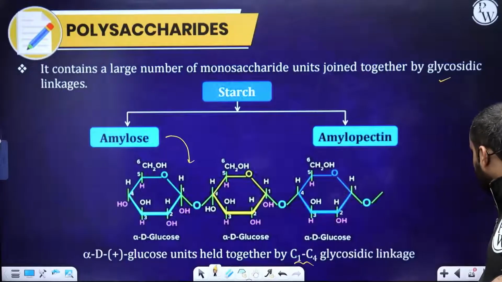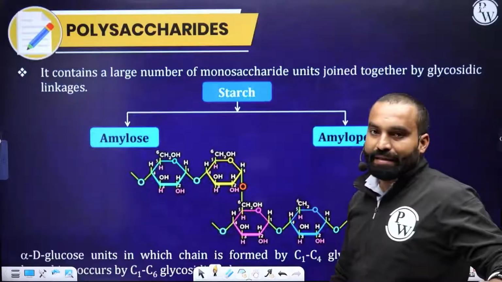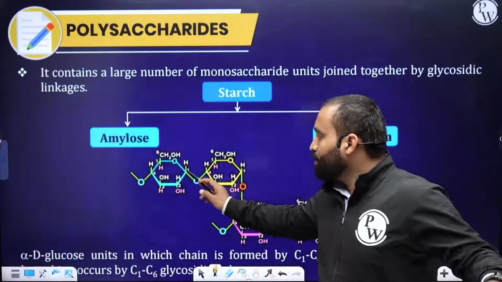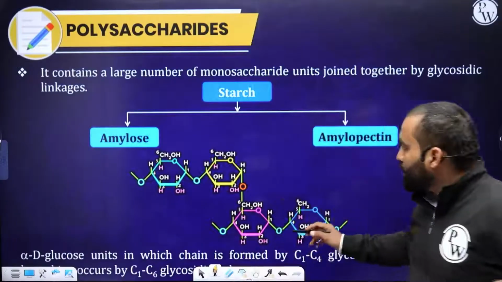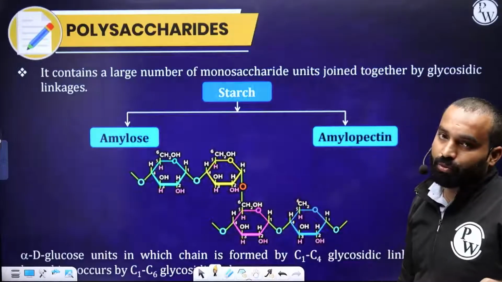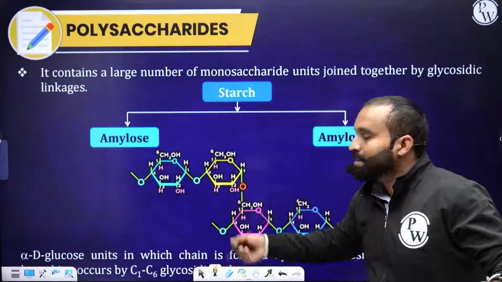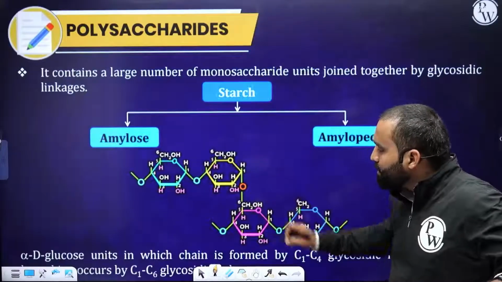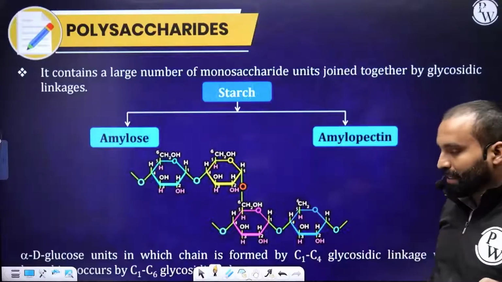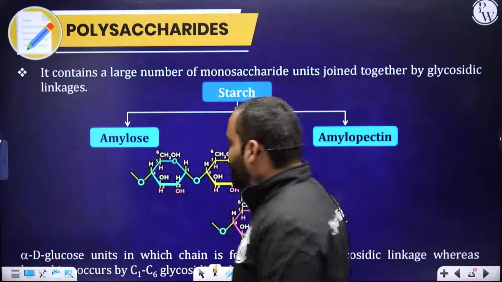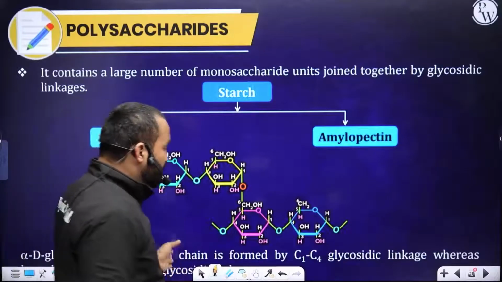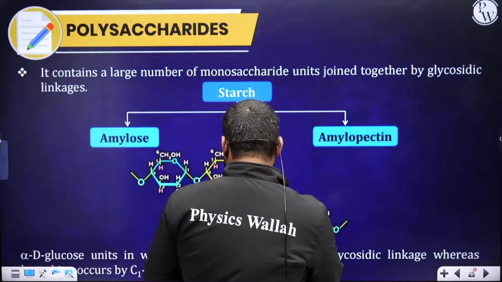Okay, but amylopectin is relatively complex. As I said earlier, there is not just 1,4 linkage, there is 1,6 linkage also. There is 1,4 linkage, and on top of it 1,6 linkage is also present, and that 1,6 linkage makes it complex. So alpha D glucose, in which the chain is actually formed.